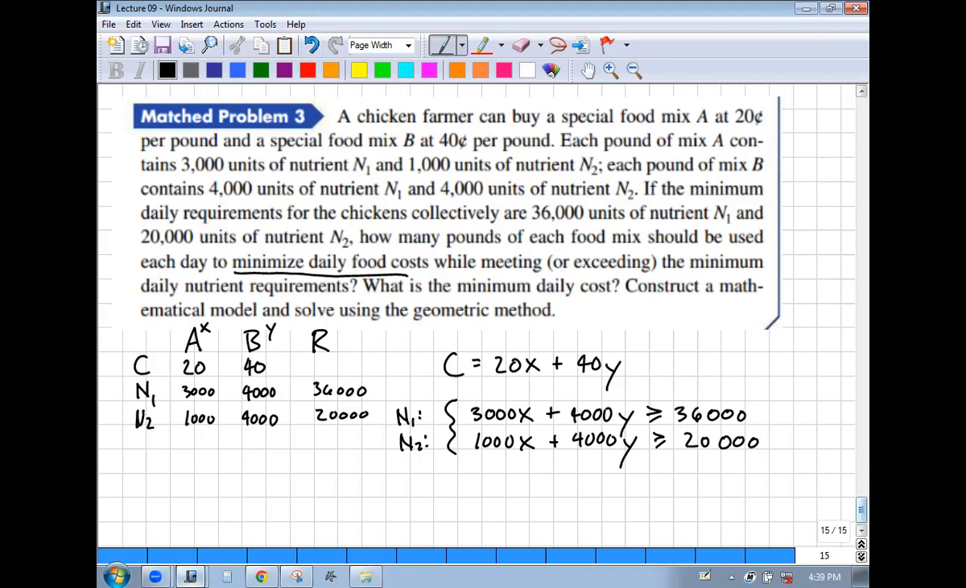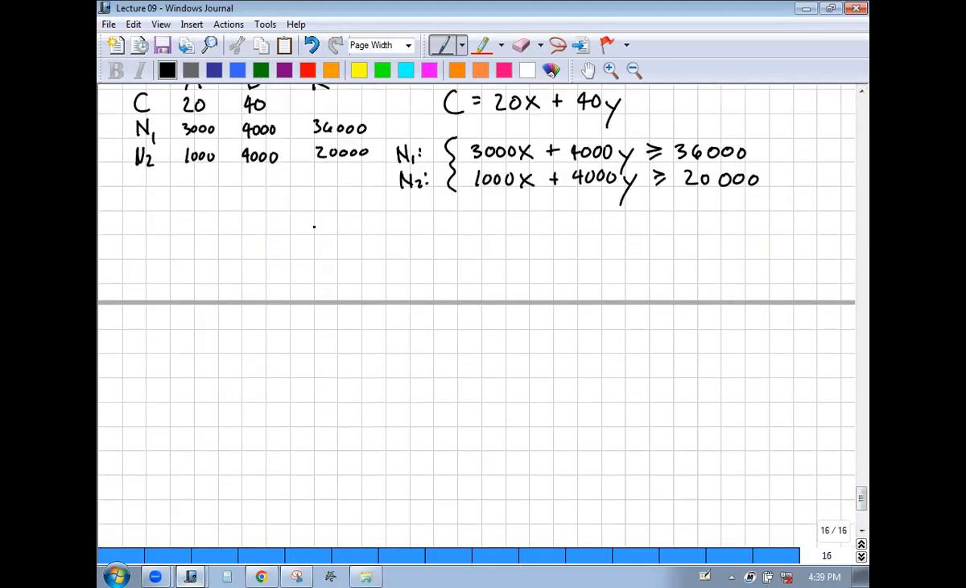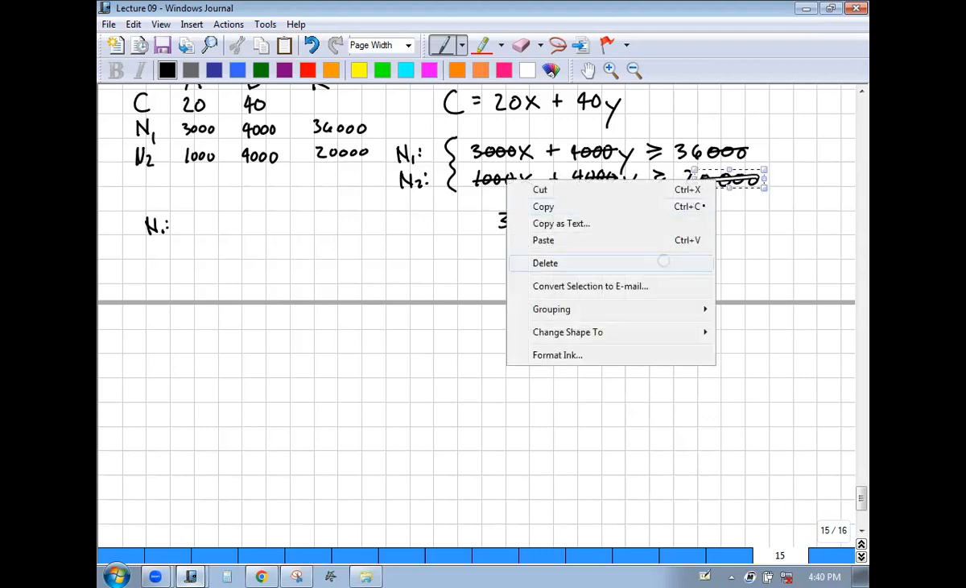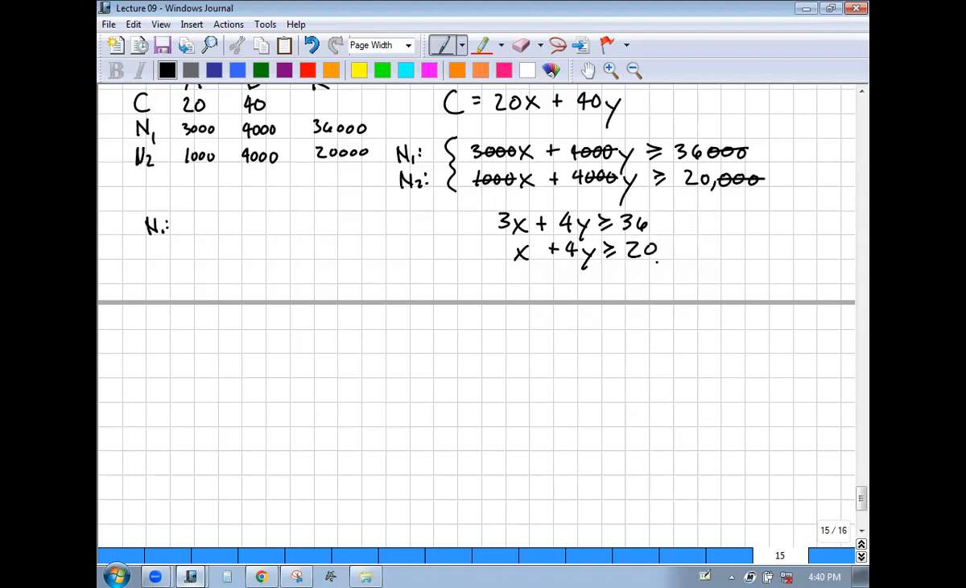Okay, so we can do a rough graph, just to visualize it. So for N1, I could divide everything by 1,000. So I just divided everything by 1,000: 3x plus 4y bigger than 36. And now for N2, it's x plus 4y bigger than 20. There we go. So those are the same as this.